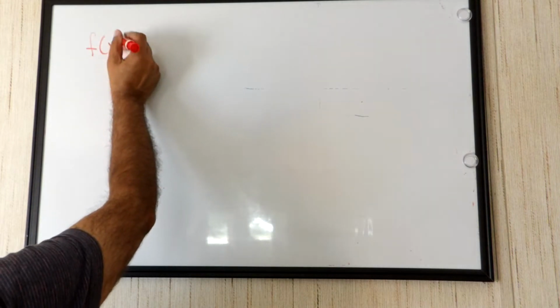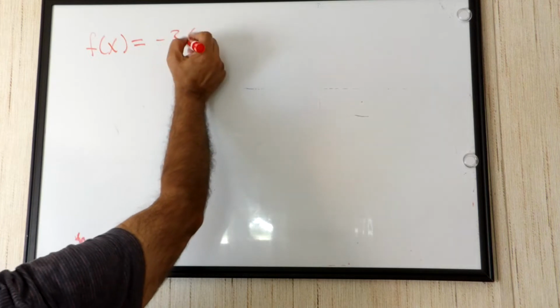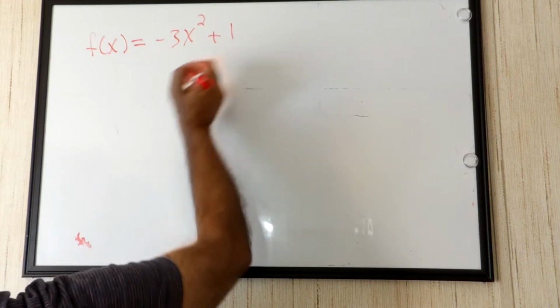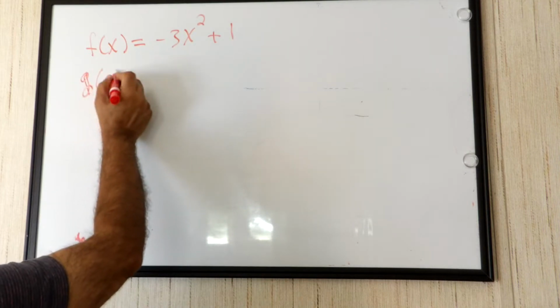In this video we are going to talk about combining functions and composite functions. For example, you have f of x equal to minus 3x squared plus 1, and the other one we say g of x.